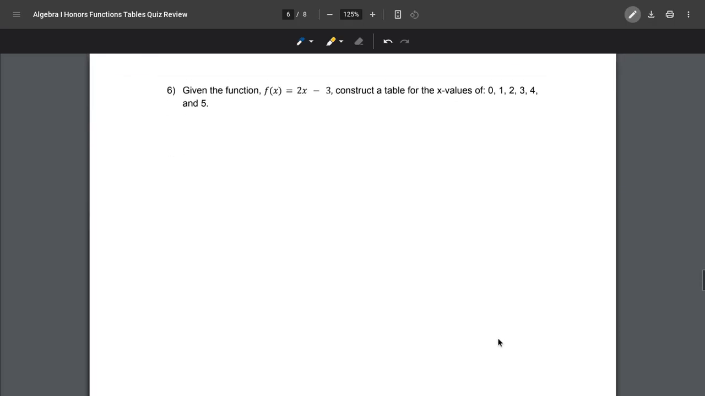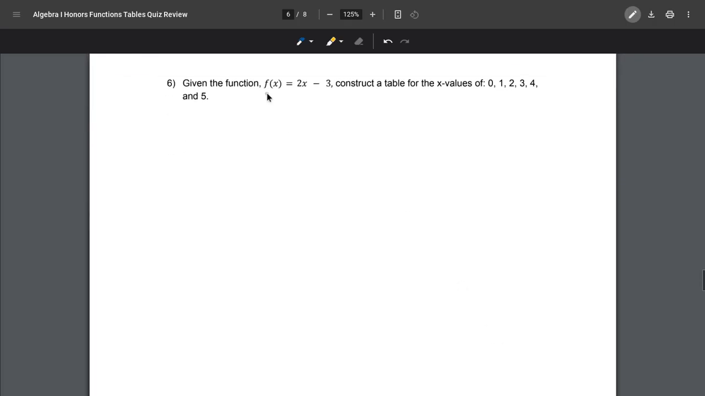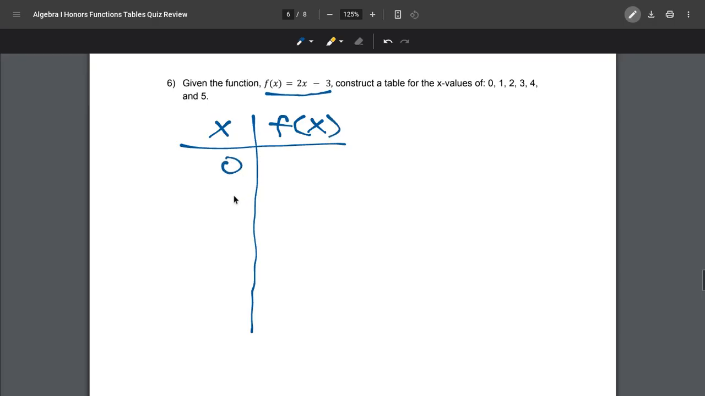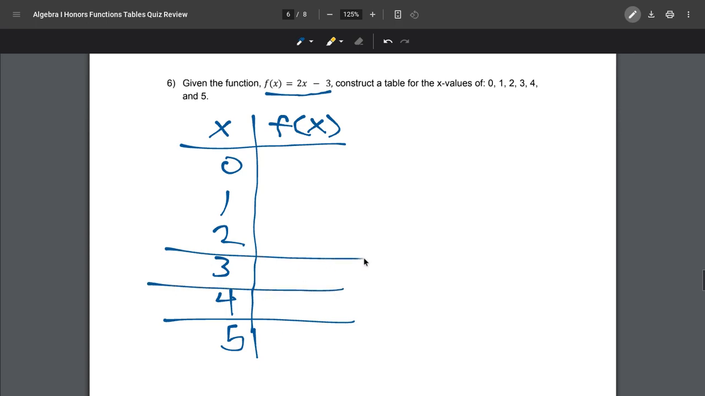Okay, next one, we are creating a table. So we've got a function f of x equals 2x minus 3. And we want to create a table for values 0, 1, 2, 3, 4, 5. All right, let's do it. 0, 1, 2, 3, 4, and 5. Let's make our table.